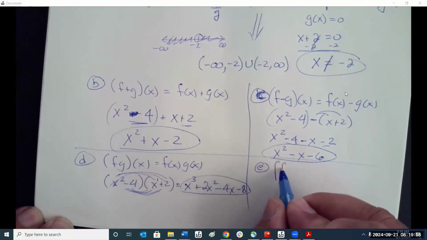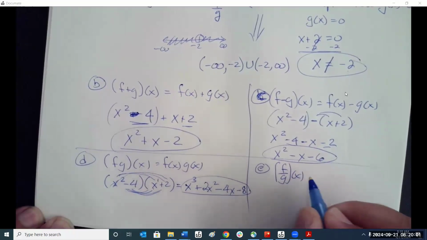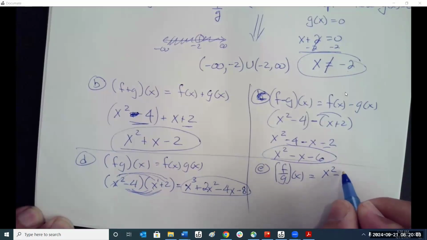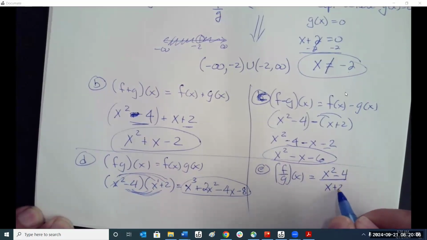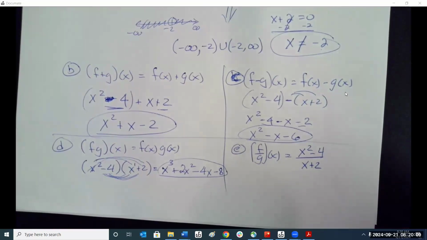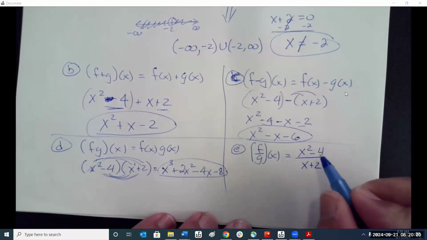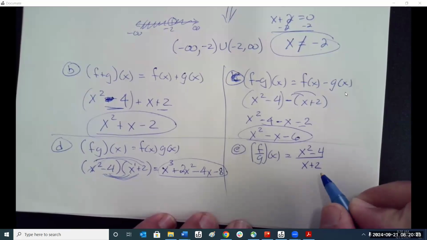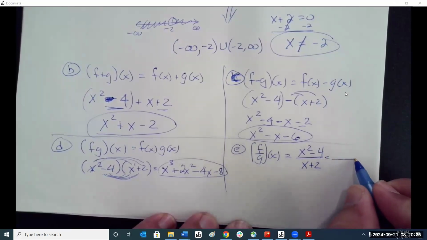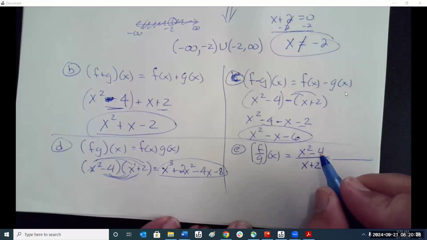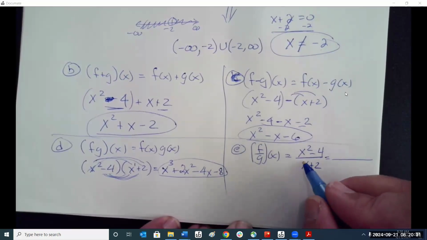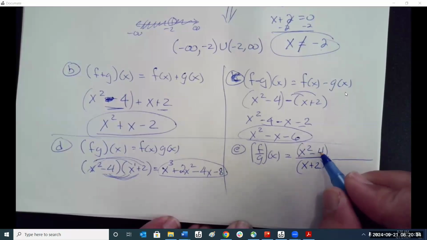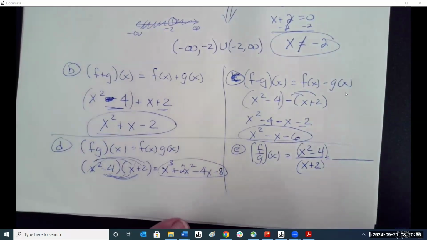F divided by g gives x squared minus 4 over x plus 2. Right now, it looks like you can't do anything to it. But in this next chapter and the chapter after that, we'll find out that this top number is actually made up of 2 smaller terms. So right now, this is all you can do. You can't divide. You can't go 2 goes into 4 because these are individual numbers.